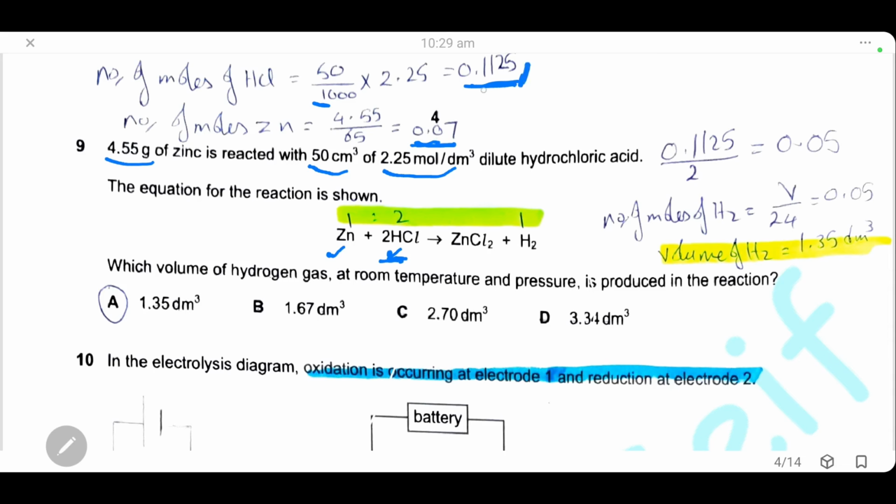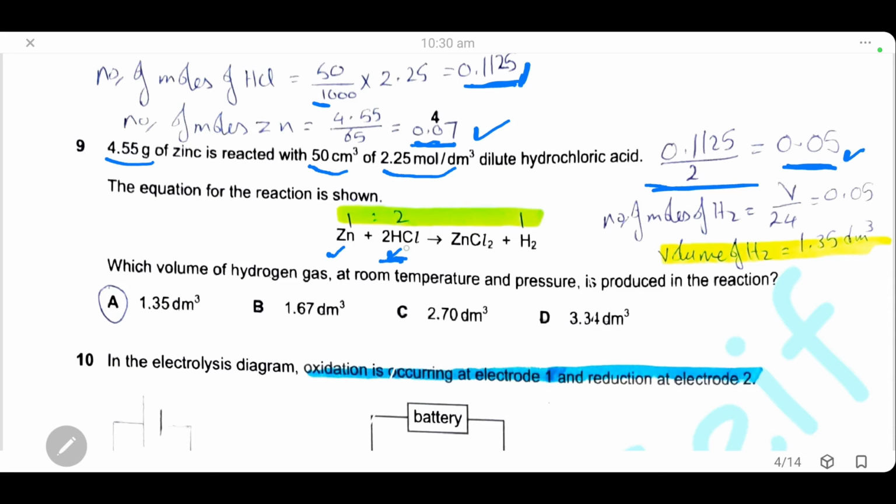So number of moles of hydrochloric acid is less than 0.14. That means zinc is in excess. We don't have the ratio from 1 to 2. The number of moles of hydrochloric acid is not double the zinc. So we will divide the number of moles of hydrochloric acid by 2 to get the number of moles of zinc that is already reacted, which is 0.05. So this is the number of moles of zinc.